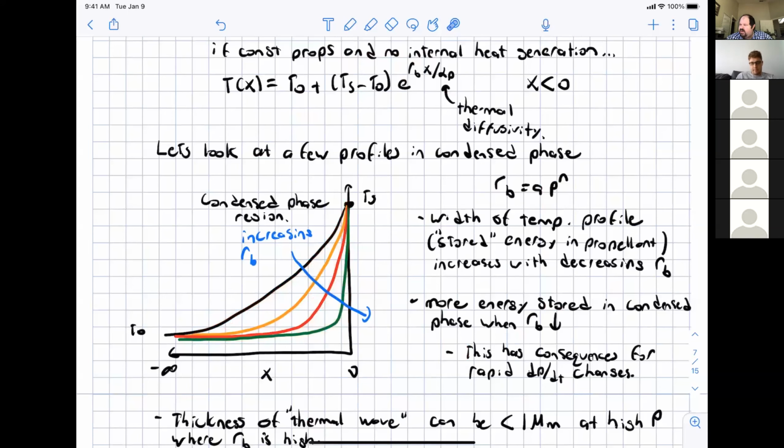But if I suddenly decrease the pressure, the amount of stored energy is only in this tiny little region here. And so I don't have enough energy to stably burn the propellant, and that also has consequences if I rapidly decrease the pressure. If I decrease it enough, you can even quench the propellant.